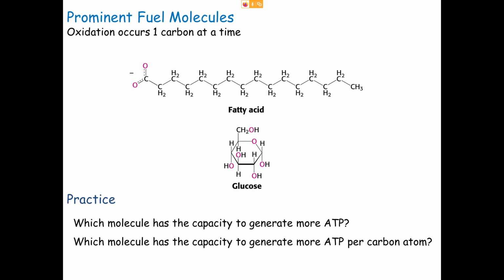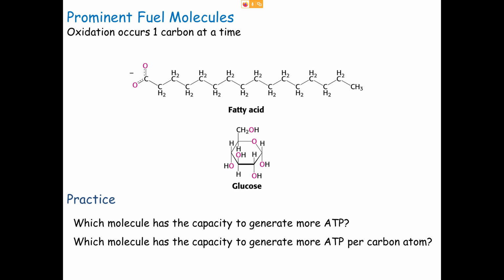So it's not a fair comparison though. The fatty acid has way more than 6 carbons, and glucose only has 6. This is not a normalized comparison. Let's be fair. So let's say which one has the capacity to generate more ATP per carbon. We're dividing it by the number of carbons to normalize it. What's the answer now? Still the fatty acid? It's still the fatty acid, you're right.